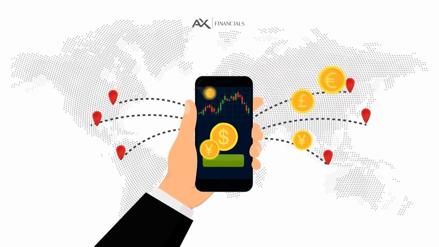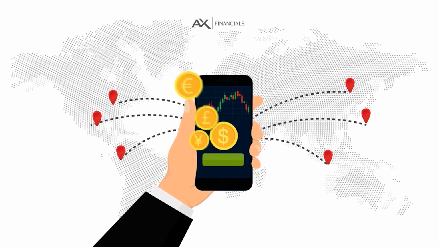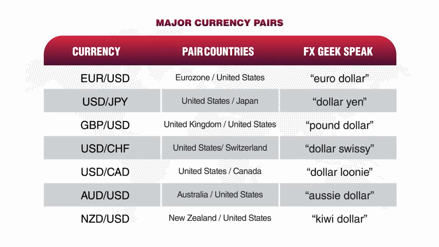Major currency pairs. Major currency pairs refer to those pairs in which the US dollar is on one side of the currency pair and the currency of one of the developed countries is on the other side. These currency pairs have the highest trading volume and liquidity among all currency pairs in the Forex market.